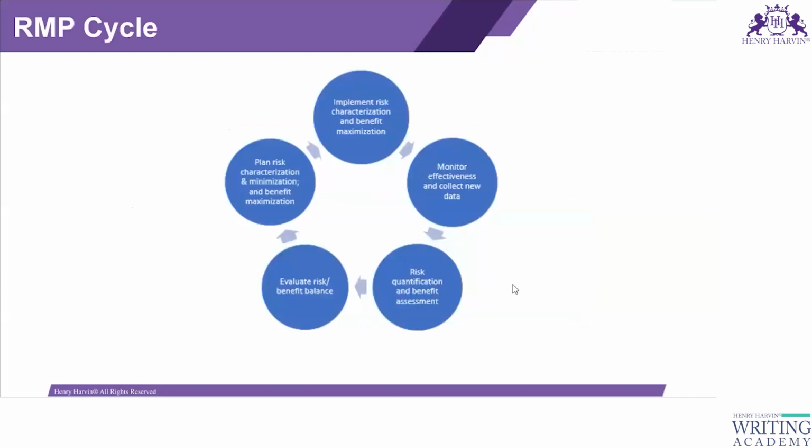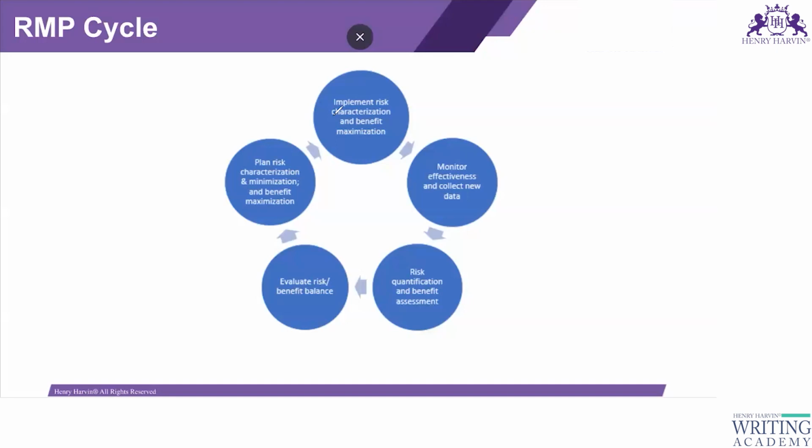Now this is the RMP cycle. So the first step in this RMP cycle starts from here: plan risk characterization and minimization and benefit maximization. So now you have to plan certain activities. What the marketing authorization holder does is they characterize the risk first of all, then they plan how they can minimize the risk and how they can maximize the benefit.